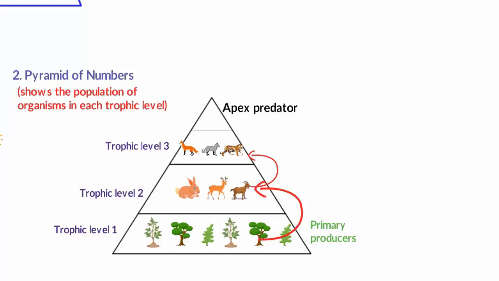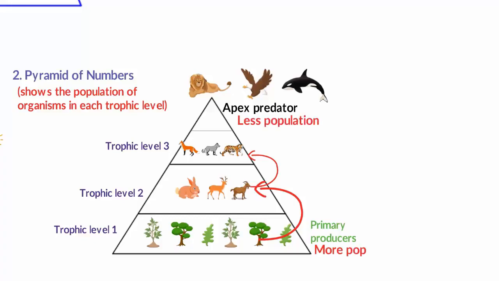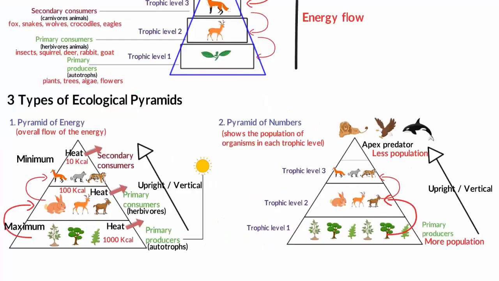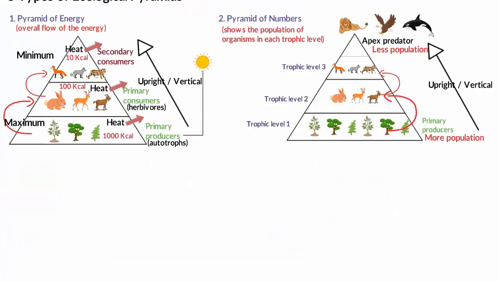Again, the size of these individuals doesn't matter because we have apex predator in the form of a lion, then we also have it in the form of an eagle, and in the sea we have it in the form of a killer whale. So the size doesn't matter, but the population or the number is usually less, and that is what matters. And that's what this pyramid is all about. So the pyramid of number is an upright vertical pyramid, just like the pyramid of energy.